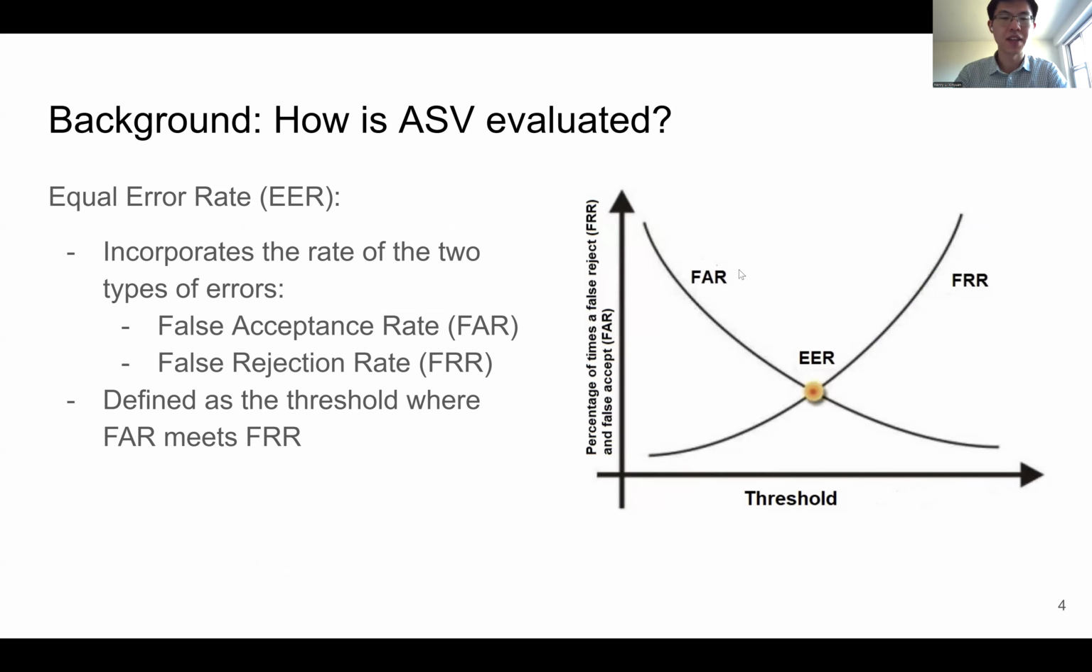How is ASV evaluated then? One of the most popular metrics is known as equal error rate, or EER. EER incorporates two different types of errors that could come up in ASV, false acceptance and false rejection. It makes the assumption that these two types of errors are equally damaging, and therefore their effects should be balanced out.